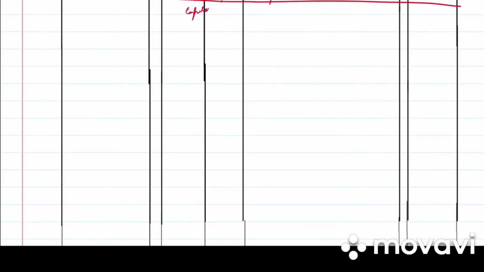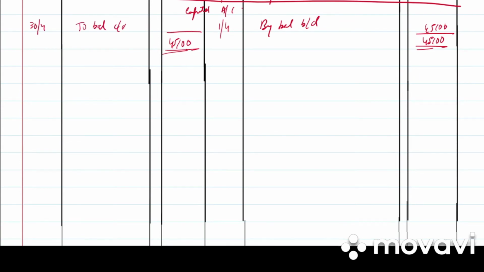Next we have capital account. 1st April by balance brought down 45,100. Total is 45,100, 45,100. 30th April to balance carried down 45,100. On 1st May by balance brought down 45,100.